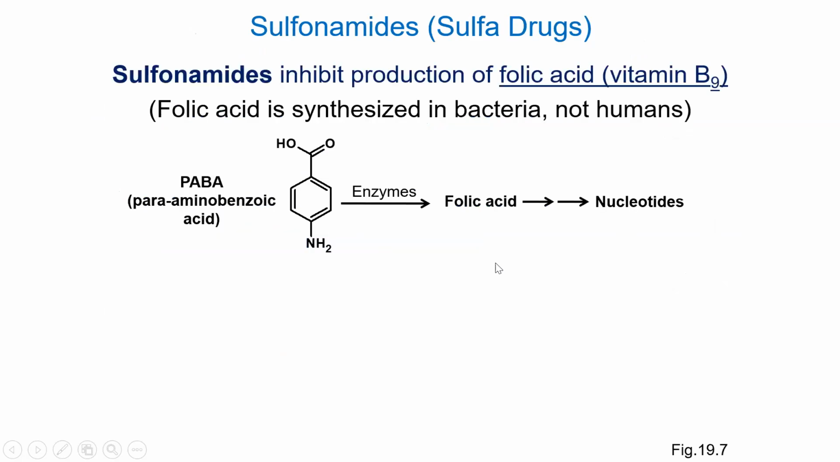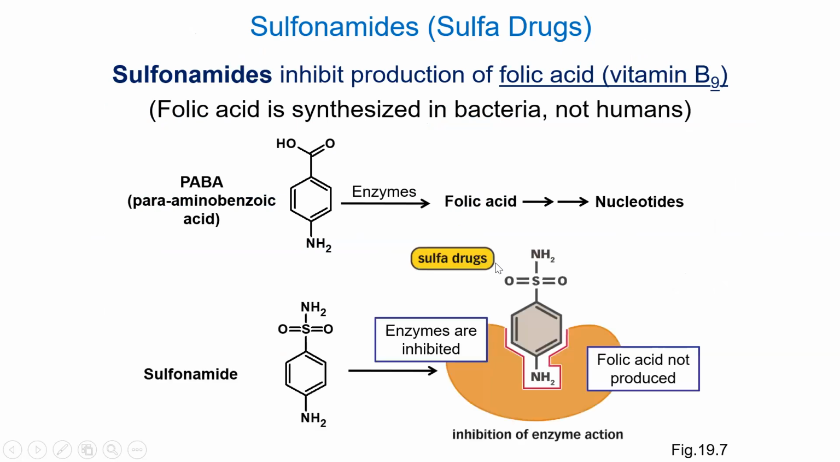I'll kind of show you what's going on here, right? So here's part of the metabolic pathway to make folic acid. There's this intermediate here called PABA. You can see a whole bunch of steps. Eventually, folic acid is made, and eventually nucleotides, right? So the sulfonamides. So this is the one we were talking about way back at the beginning that is for treating streptococcal infections.